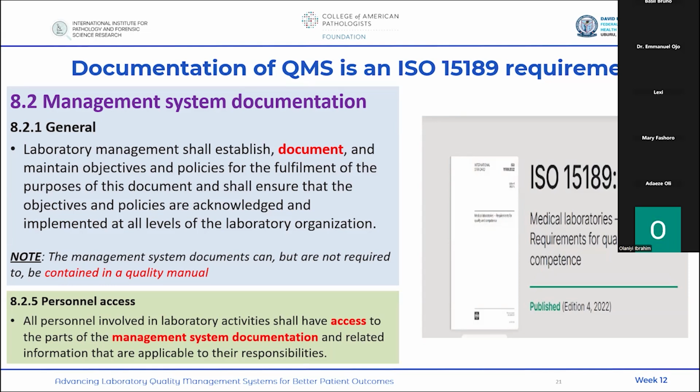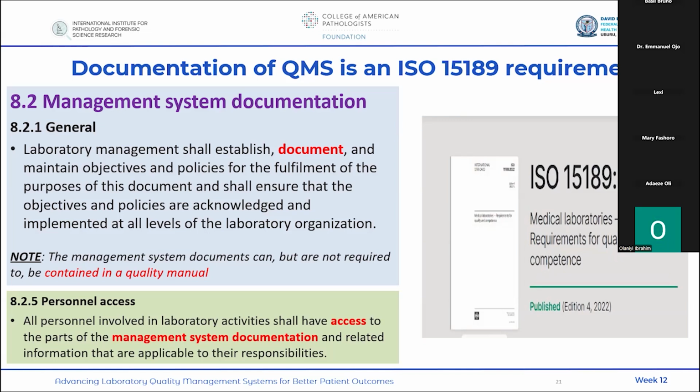Now, please take note that the management system documents can, but are not required to be contained in a quality manual. I decided to put this note also to bring our attention. Most of us that are implementing 2022 will remember, if you have implemented 2012, you remember that 2012 quality manual was a requirement of the standard. But in 2022, I cannot go to a lab and raise a non-conformity that you do not have a quality manual because it is no longer a requirement. However, it is expected that all the policies that are required in the standard are also maintained.